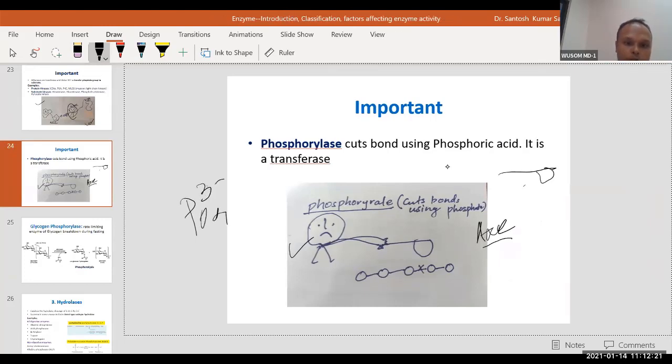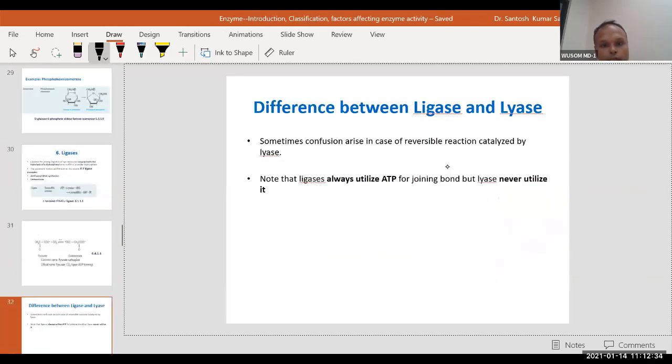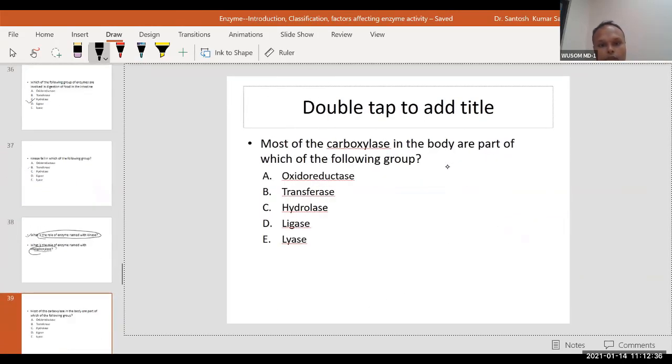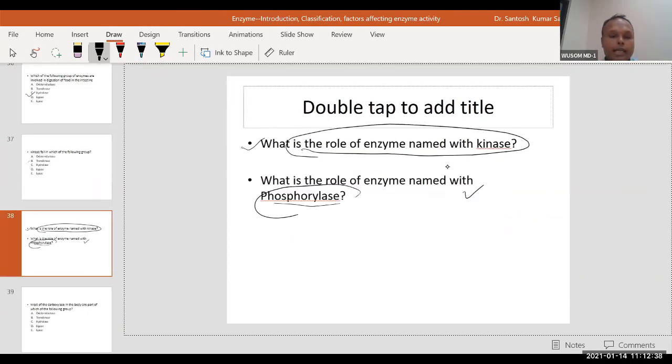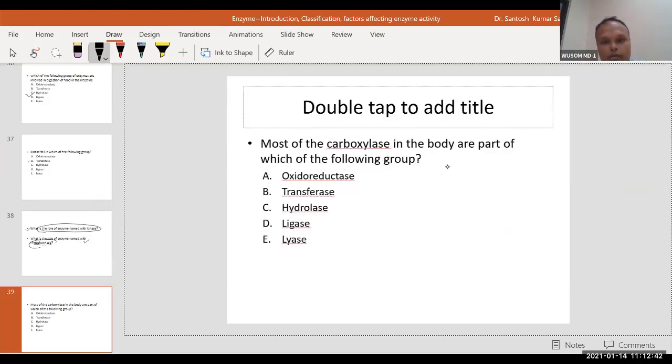Okay, PO4 group. So phosphate, and then breaking this bond with this glucose. So transferring this phosphate group to this and breaking the bond. This is the phosphorylase. Understand this. This is the job of phosphorylase. Just look at this. Okay, understand this too. Every question I've given is a very, very important question.